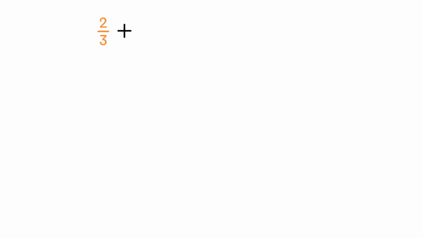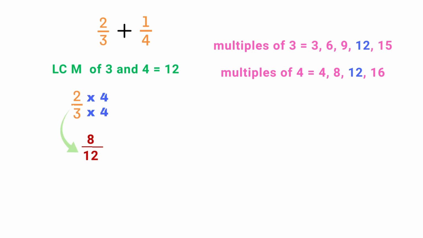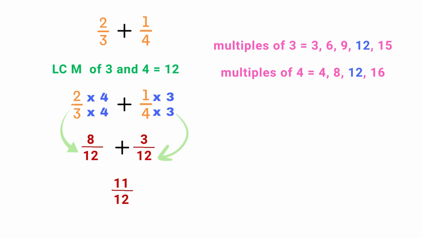Add 2/3 and 1/4. First, find the denominators. Denominators are 3 and 4. Then find the LCM, lowest common multiple, of denominators. LCM of 3 and 4 is 12. Next, convert fractions to like fractions, same denominator. 2/3 multiply by 4 and 1/4 multiply by 3. Add the numerators, keep denominator same.